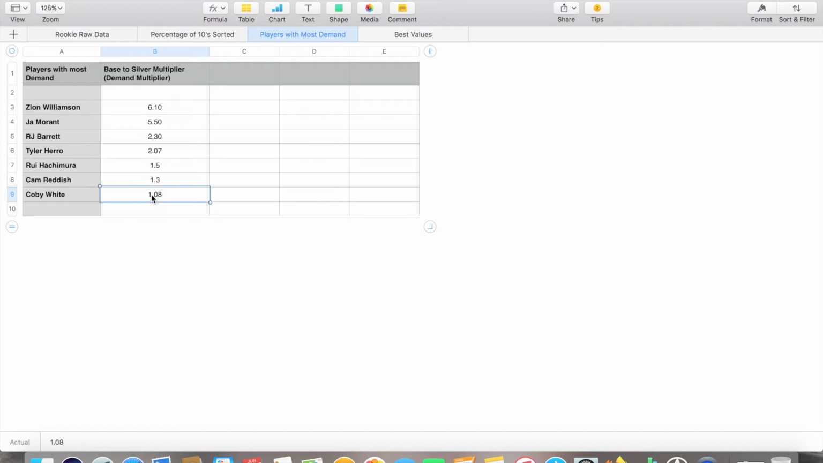So notice how we don't see Darius Garland in here. We don't see Jarrett Culver. We don't see a number of the top 10 picks. We see Tyler Herro, the 13th pick. We see Rui Hachimura, the 9th pick. We see Cam Reddish, who is the 10th overall pick, I believe. And then Coby White, the 7th overall pick. So those are just the most in-demand players.